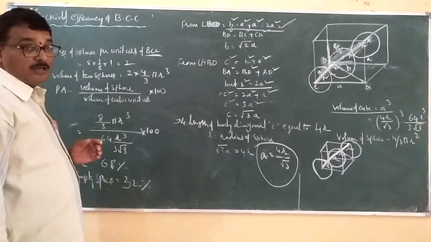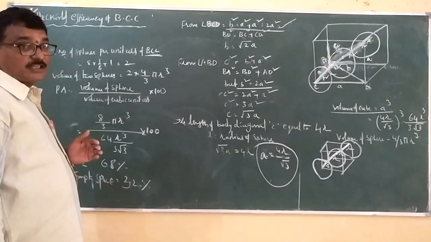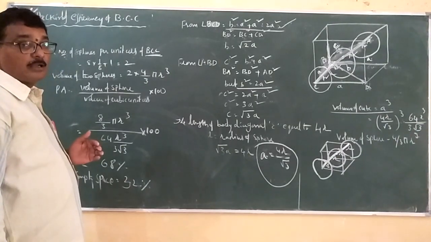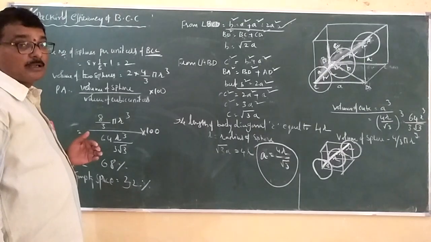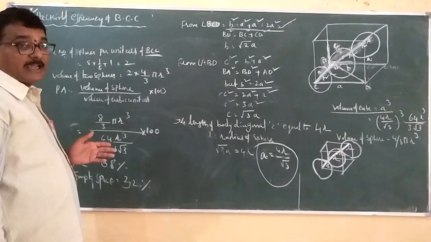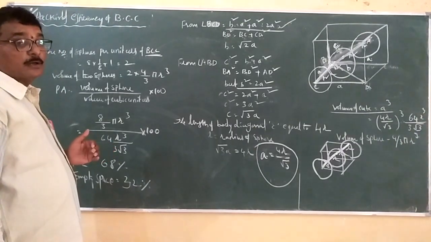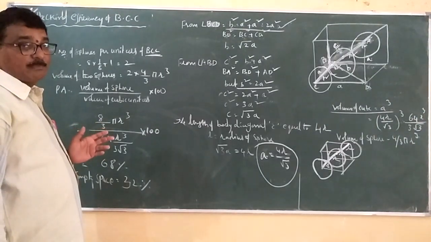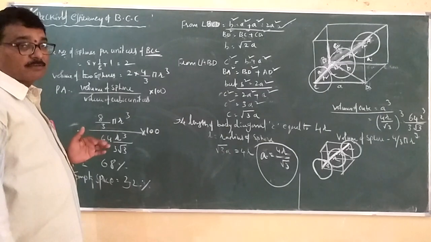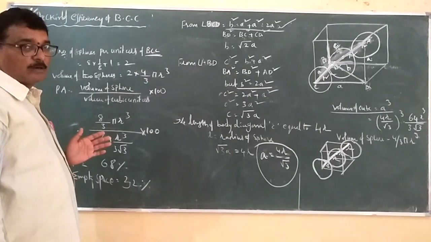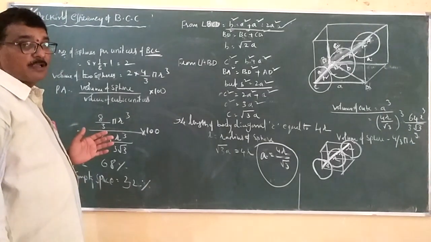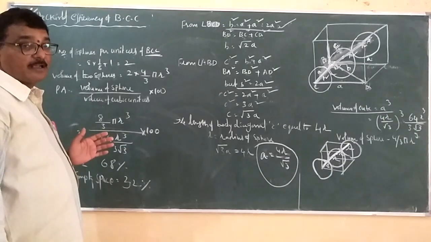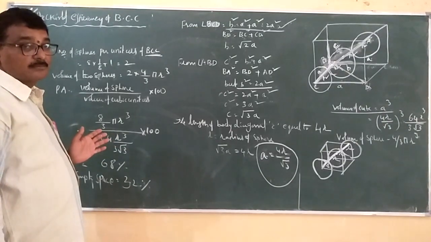Yesterday what did I tell you the edge length formula was? A is equal to 2r, for the simple cube. Today, a is equal to 4r by square root 3 for body centered. Know the edge length of BCC, the edge length of the simple cube, and next the edge length of face centered cube, CCP or HCP. Next class you have to do.